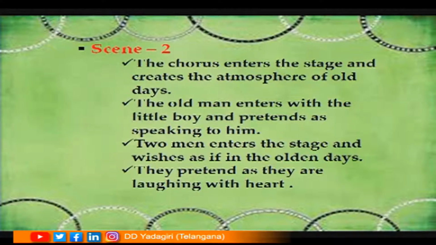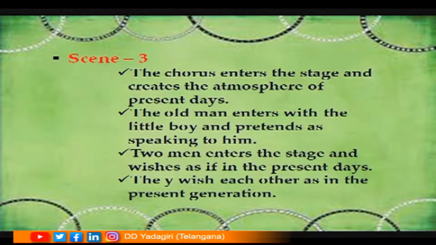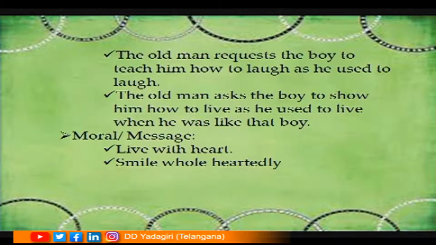They pretend as if they are laughing with heart. Here the chorus enters the stage and creates the atmosphere of present days. The old man enters with a little boy and pretends to be speaking to him. The 2 men enter the stage and wish each other as in the present generation. The old man requests the boy to teach him how to laugh as he used to laugh. The old man asks the boy to show him how to live as he used to live when he was like that boy. And the final step of the choreography script is the moral or message.